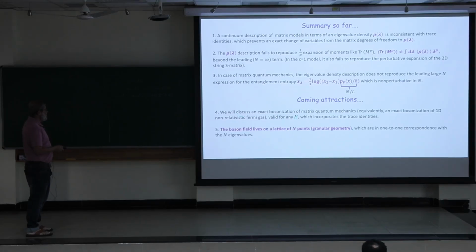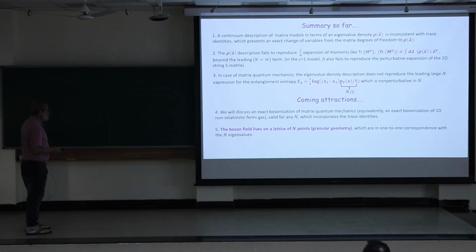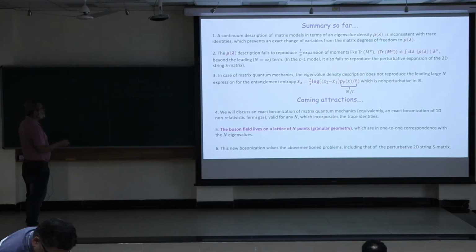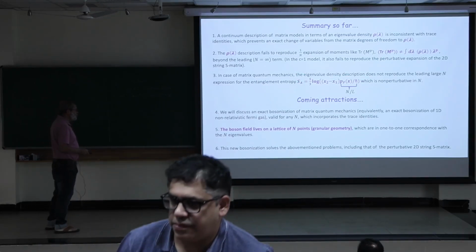We'll discuss an exact bosonization of matrix quantum mechanics, how that comes. The boson field lives on a lattice of n points. This is what I call granular geometry, which are in one-to-one correspondence with the n eigenvalues. This new bosonization solves the above mentioned problems, the moment problem and the entanglement entropy problem.